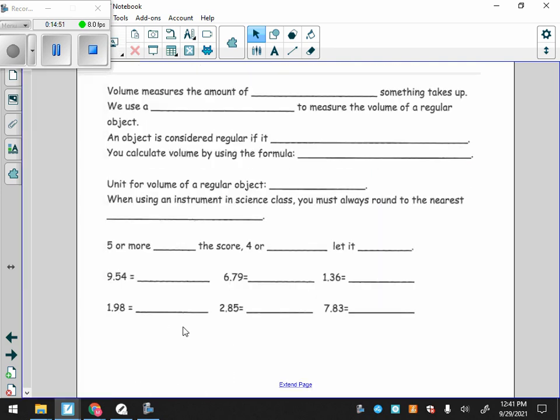You don't have to finish it unless you want to. Do it yourself if you can finish it. Alright. Volume.